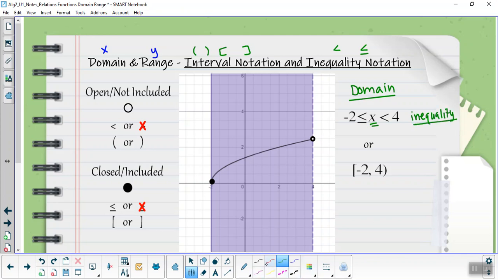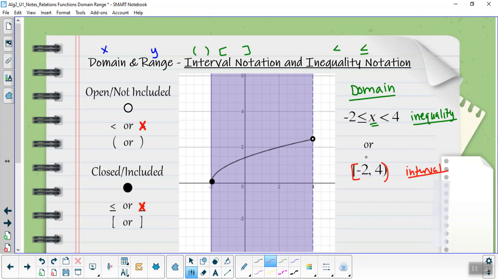The other way you'll have it is interval notation, which I have down here. Interval notation is going to use either parentheses or brackets. So the numbers are still the same for the domain. This graph goes from -2 to 4. -2 has a bracket because of the closed circle. So closed circles always get brackets. 4 has a parenthesis because of the open circle.